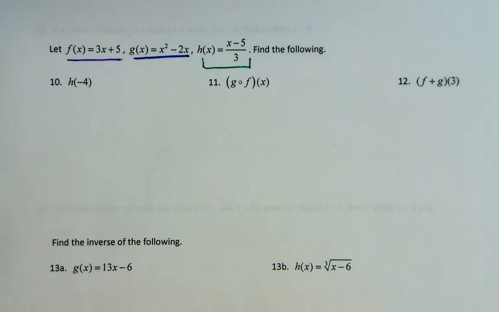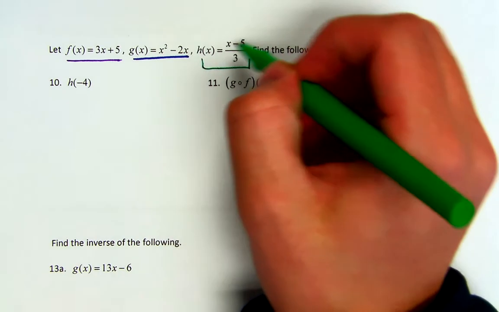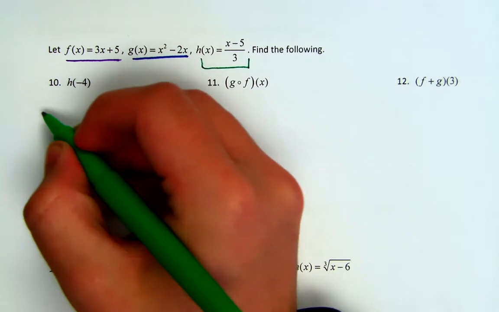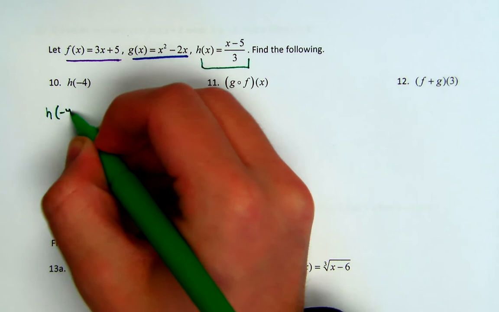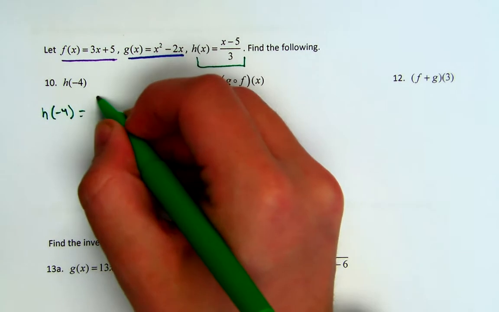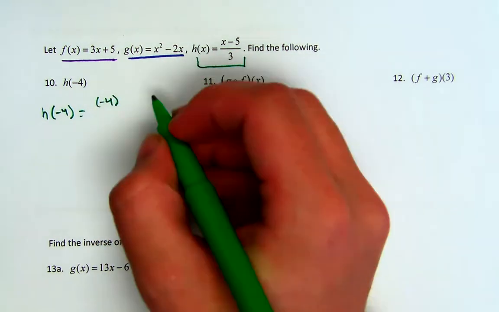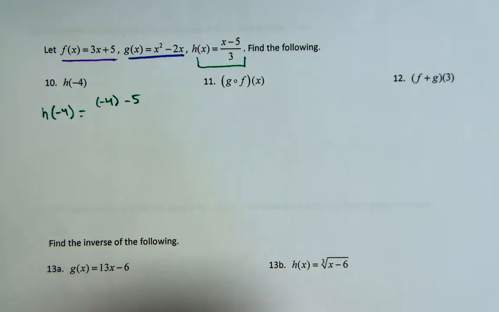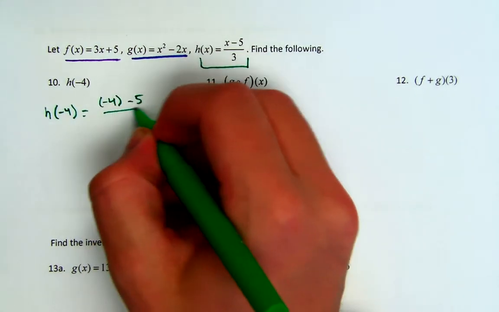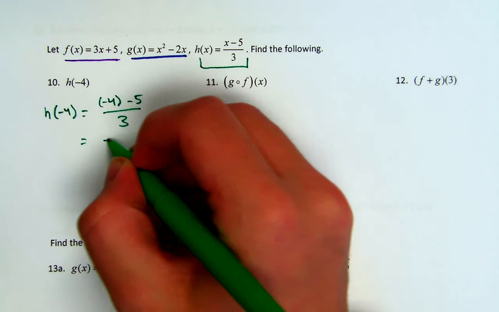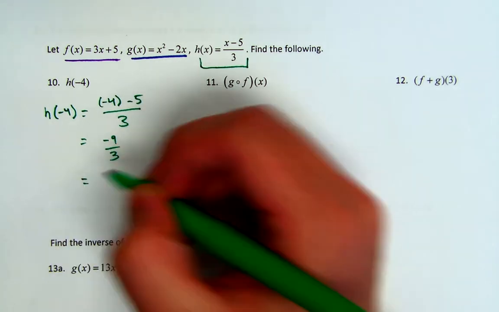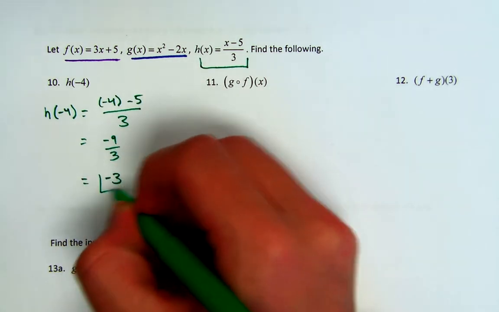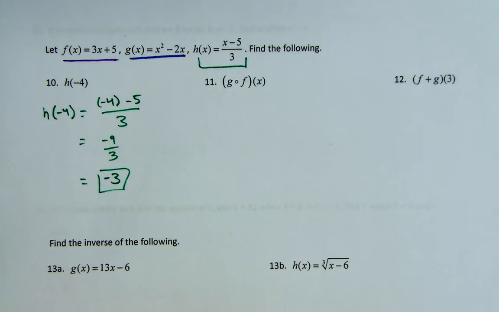Alright, so the first thing, number 10, tells us just to evaluate h of negative 4. So we're using this function here, h. So h of negative 4, we're going to put negative 4 in for x, so negative 4 minus 5, and all over 3. So we've got negative 9 over 3, which equals negative 3. So h of negative 4 is negative 3.